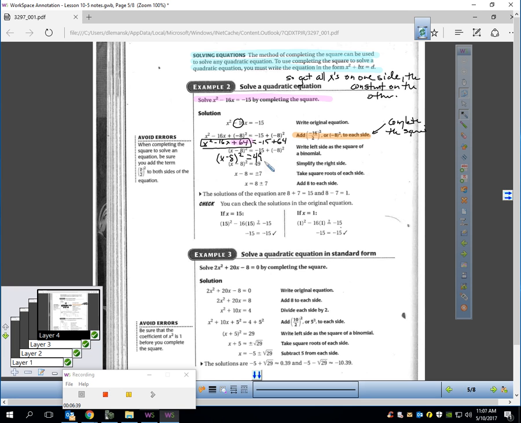Now to solve this, I have to take the square root of each side. So I'll square root the left and I'll square root the right. The square root and square cancel. So I have x minus 8 on the left, and the square root of 49 is positive or negative 7. Then add 8 to each side, and you get two answers. You get positive 7 plus 8, which is 15, and you get negative 7 plus 8, which would be 1. So 15 and 1 are your two solutions.